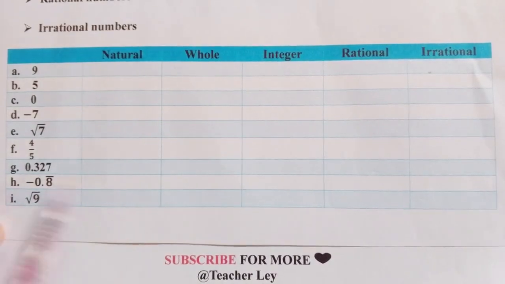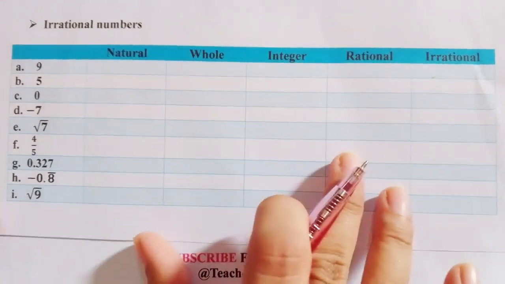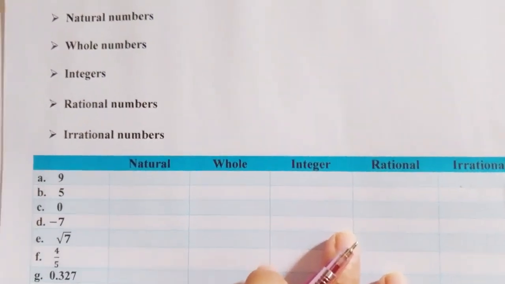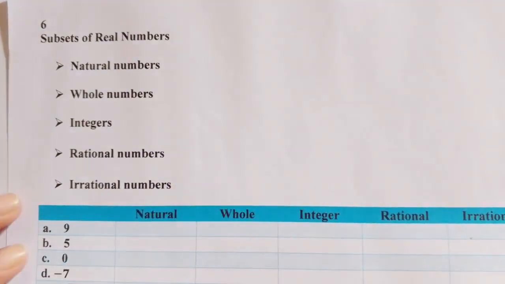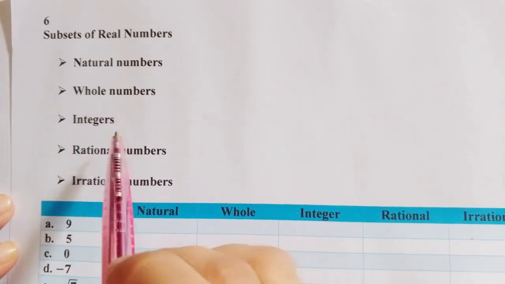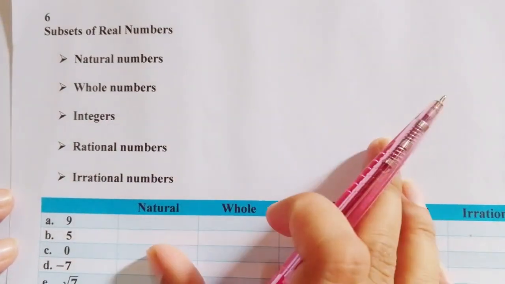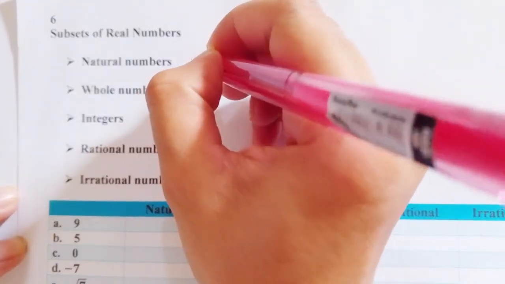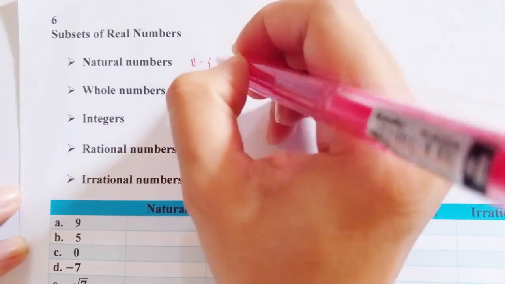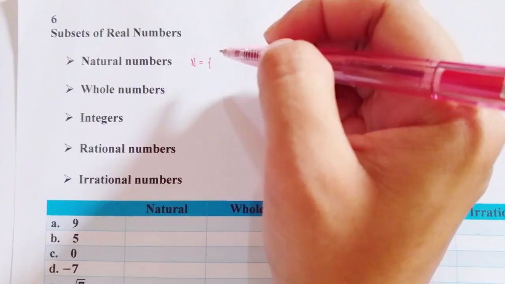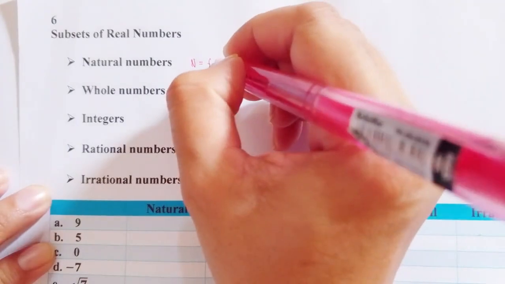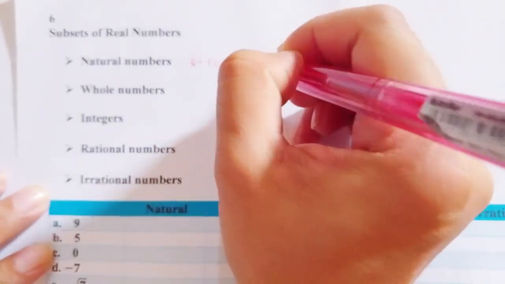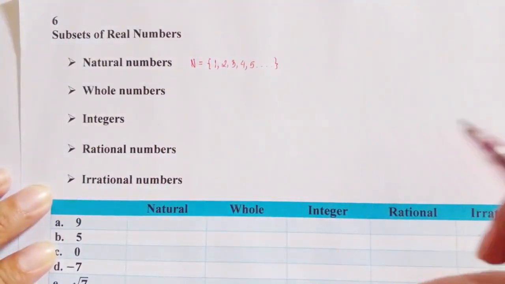Okay, here we have a table, but before we proceed to this table, we have to know first what these five topics are. We have natural numbers, whole numbers, integers, rational numbers, and irrational numbers. These are the subsets of real numbers. Natural numbers are numbers that begin with 1, 2, 3, 4, 5, and so on. That is what we call natural numbers.